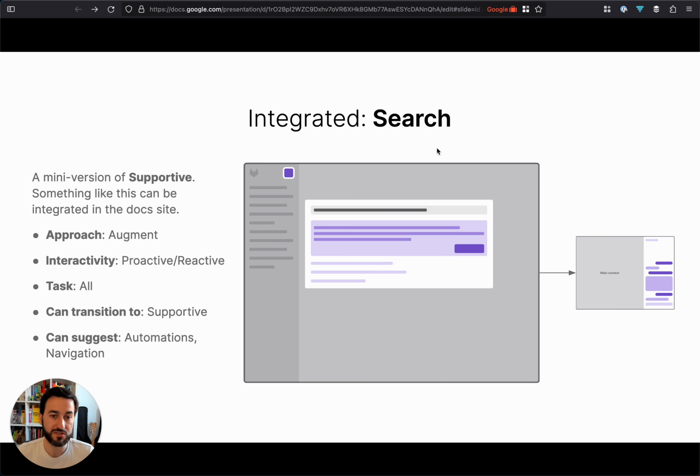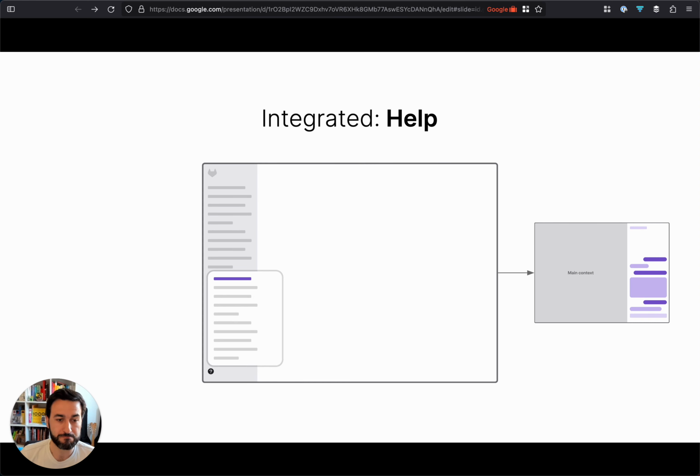So there's always this connecting thread between all of the different modes, integrated, supportive, and focused, as we're going to see later. Another example of integrated is help, a small addition here to the help menu that allows users to trigger the supportive mode to ask questions and get help.